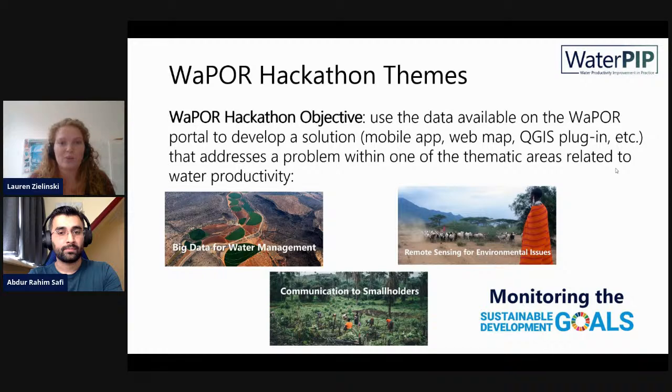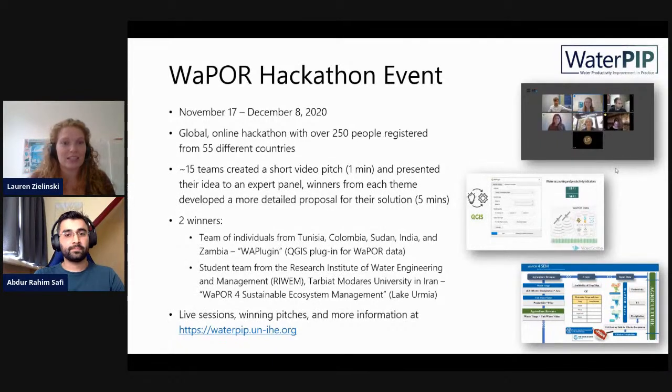So our 4 theme areas were big data for water management, communications to smallholder farmers, remote sensing for environmental issues, and monitoring the SDGs, the Sustainable Development Goals. And so each team had to think of a problem and a solution using WaPOR that could help within one of these themes. So the event itself was held last year between November 17th and December 8th.